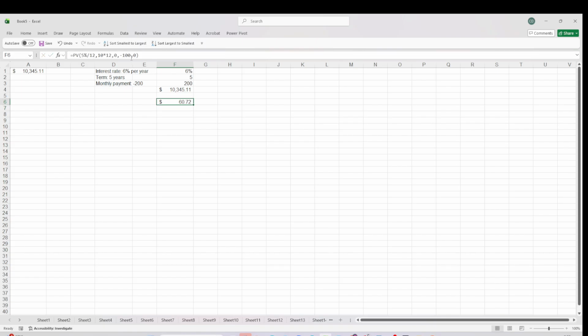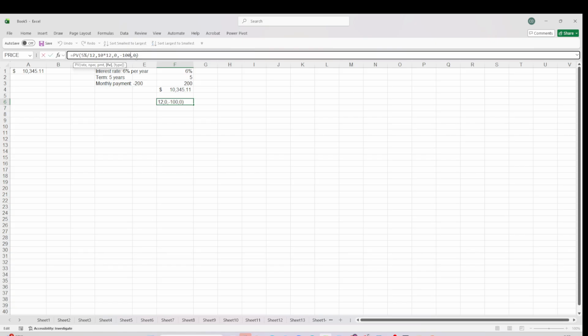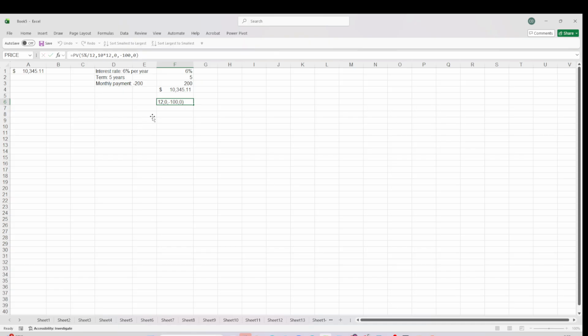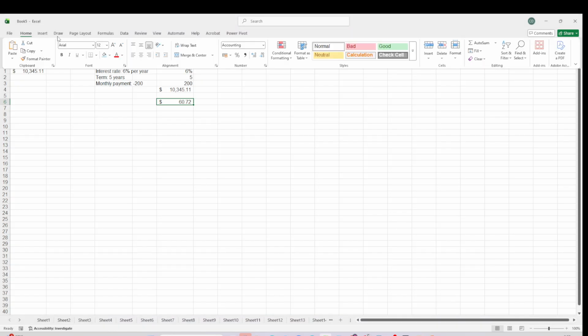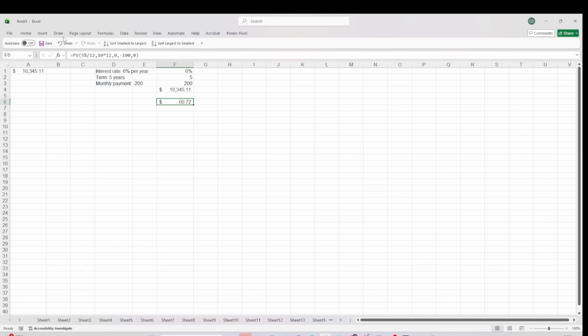And one quick tip before you go: if your result looks wrong, check whether your rate is monthly or yearly, and make sure your number of periods matches that same timing. Months should go with monthly rates, and years should go with yearly rates. That small detail makes a big difference.